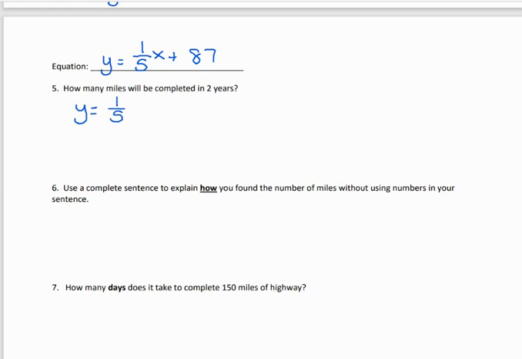But we need to know, what do I plug in for x? Am I just plugging in 2? Right, we need to multiply. We have 365 days in a year and we have 2 years. So 365 times 2 gives me 730. So that's what we want to plug in. That's how many days. Plus the 87 miles already completed.